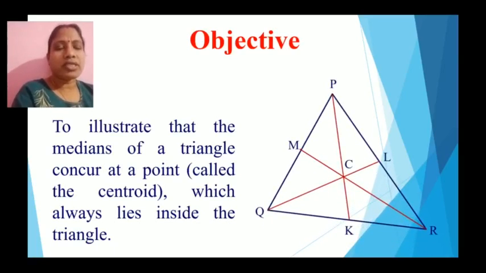So this is the diagram. PQR is a triangle. PK, QL and RM are the three medians. They meet at point C. So C is known as the centroid of the triangle PQR.